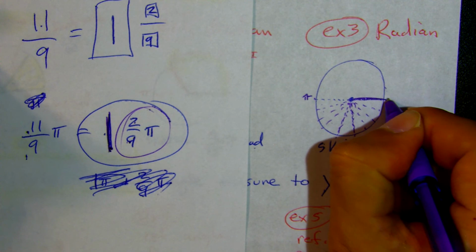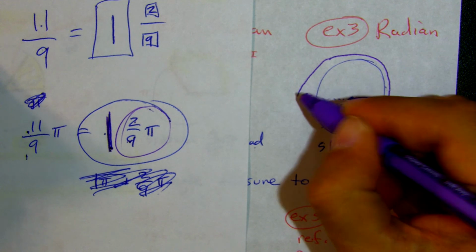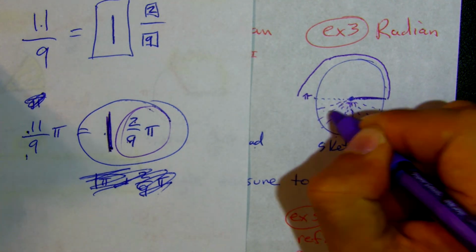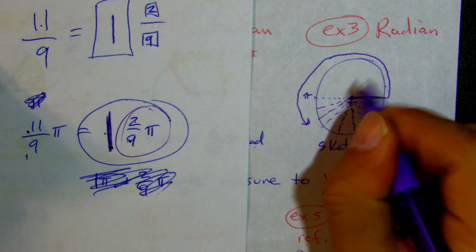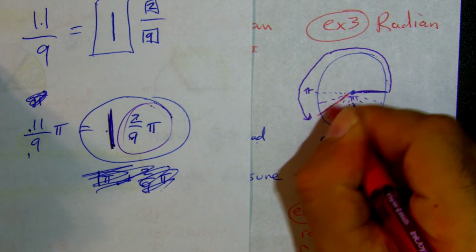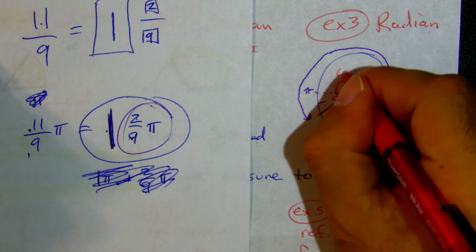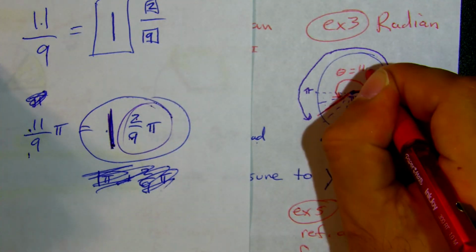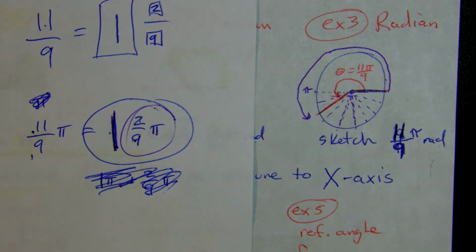So watch. I'm going to start at this side. I'm going to go around. Watch me with this. I'm going to go around to pi. And then how many more of these ninths do I need to go? I need to go 2 more. So my terminal side is down here. Right? So here is my angle. And this theta right here, the theta is 11 pi over 9. Whew. You see? I tried to break it down as well as I could.